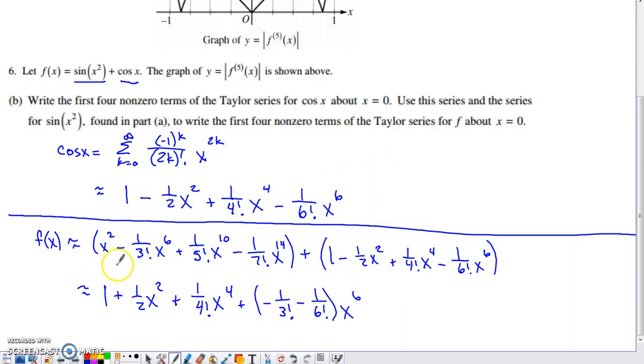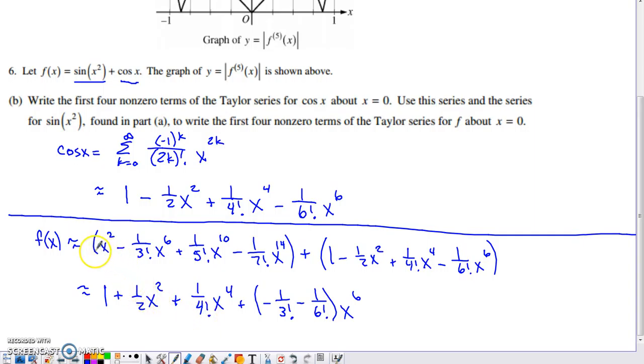Now we have a little bit more than we need right here. We want the first four non-zero terms of the Taylor series for f. And so the first four non-zero terms are going to be the first four powers of x that are represented in that series. Numerically, the first four powers of x that are represented within that series for f of x.